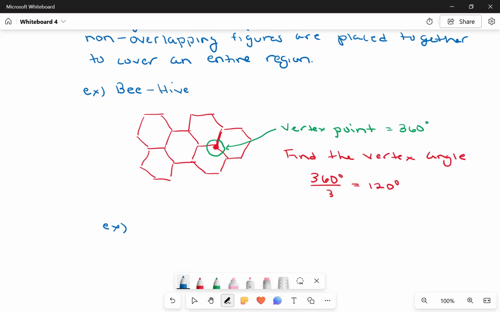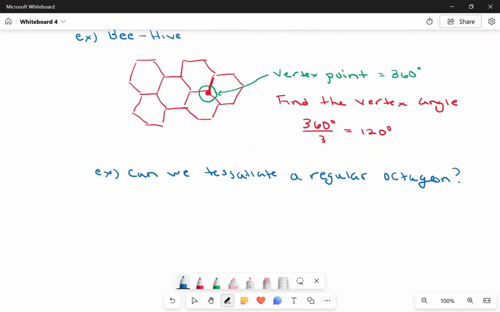What about an octagon? Can we tessellate a regular octagon? What we have to do is figure out if we can create that vertex angle. If we fit octagons together, do they fit into that 360-degree pattern?